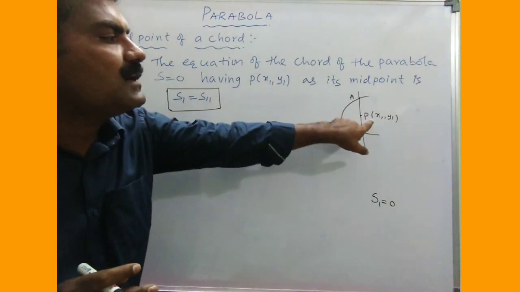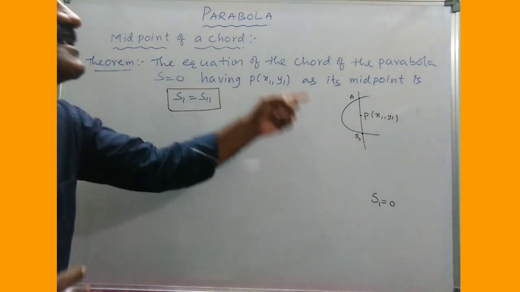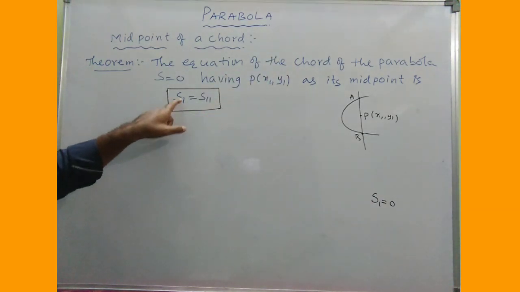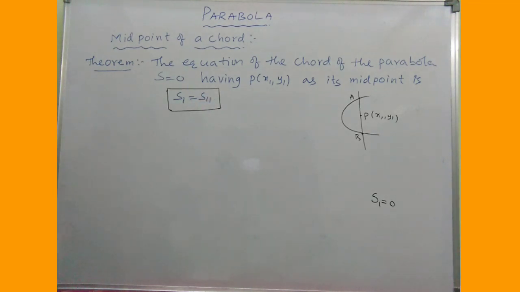So when P(x1, y1) is the midpoint of the chord, hence its equation is S1 equals S11. Okay. So the proof of this theorem is same as what you already discussed in the chapter circle. Hence I don't want to go for the proof of this one. Right? Now based on this, let us solve one example problem for this.